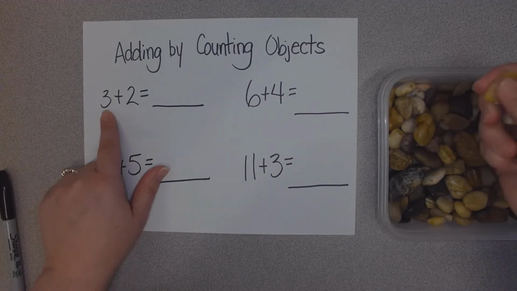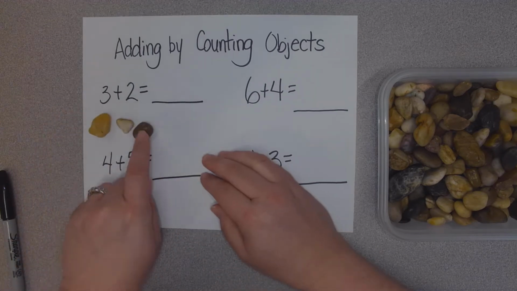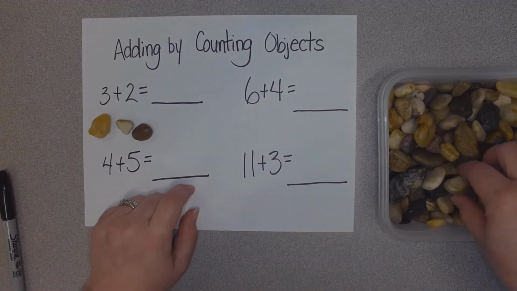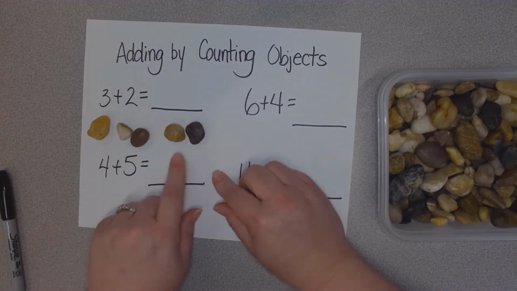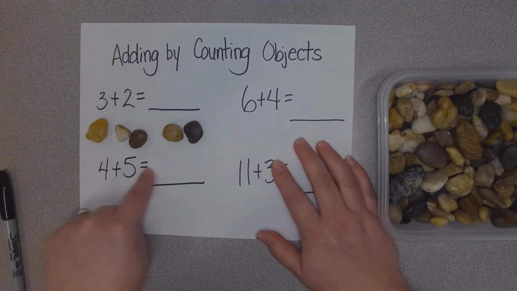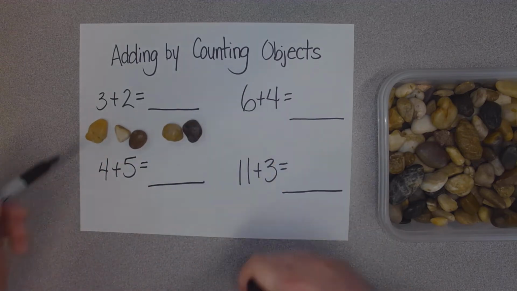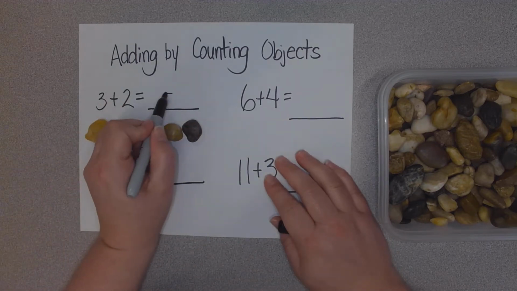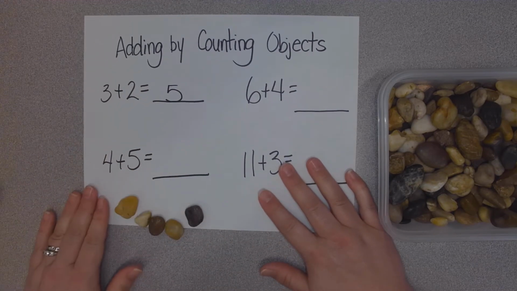Okay, so here I have 3. And I have another 2. There's my 3. There's my 2. All together, I have 1, 2, 3, 4, 5. So 3 and 2 is the same as 5. Great, let's go down here.